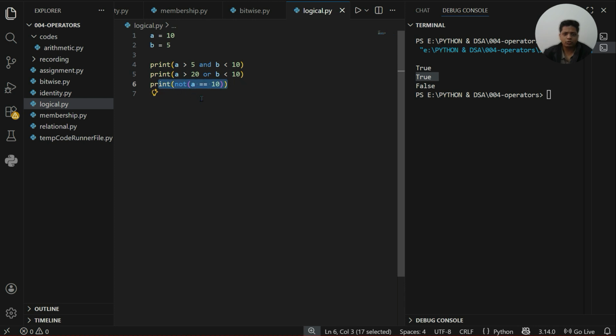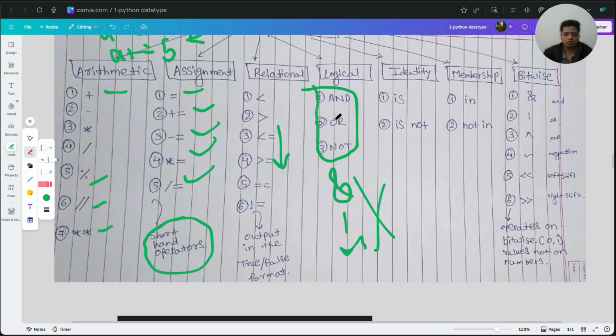Print not A equal to 10. A is 10 and here A equal to 10. So this is true. But we have been told to do the not of the value which comes inside this. So not true is false. In this way, the logical operators work.